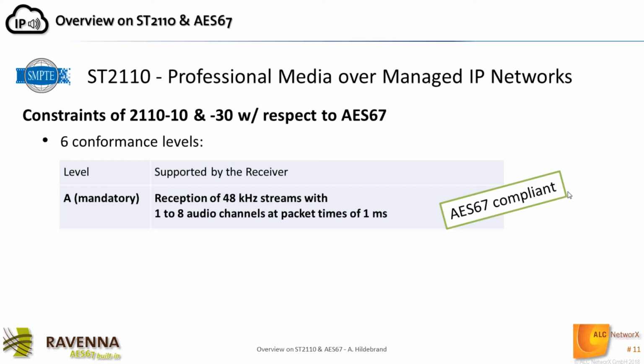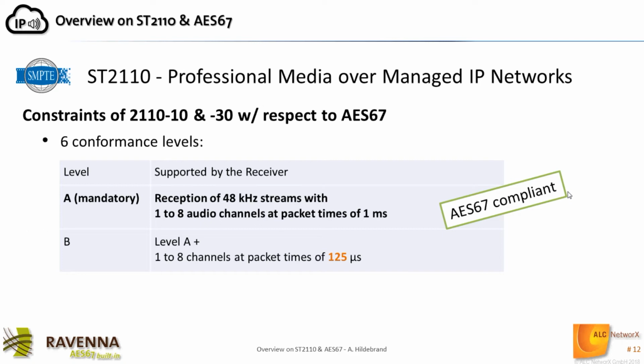Then SMPTE was a bit worried that 1 millisecond of packet time might be too large for one application or the other. So they wanted to define shorter packet times, which would provide lower latencies in the end. And so they defined level B, which in terms of sampling frequency and number of channels per packet or per stream is the same as level A, but now they defined that the mandatory packet time is 125 microseconds, which at 48 kilohertz is 6 samples per packet.